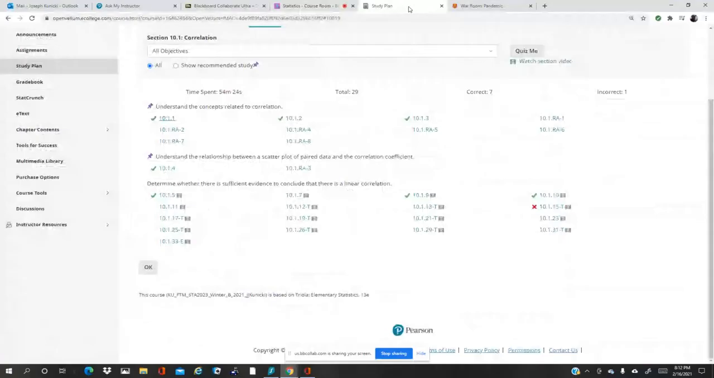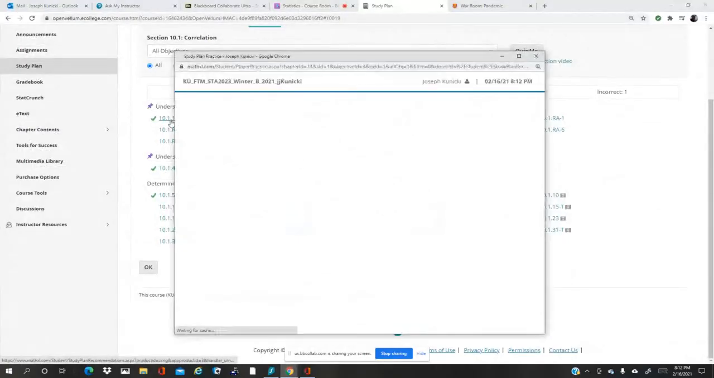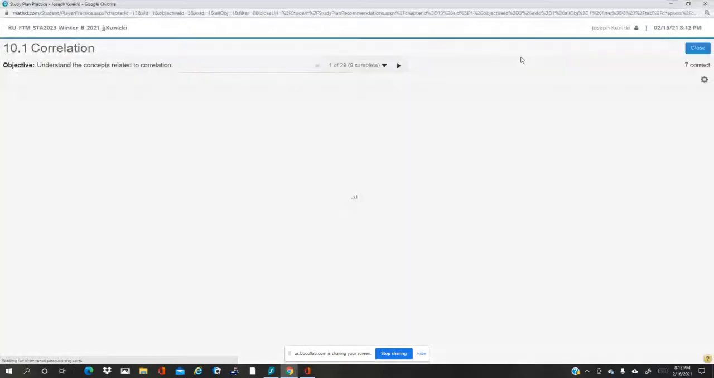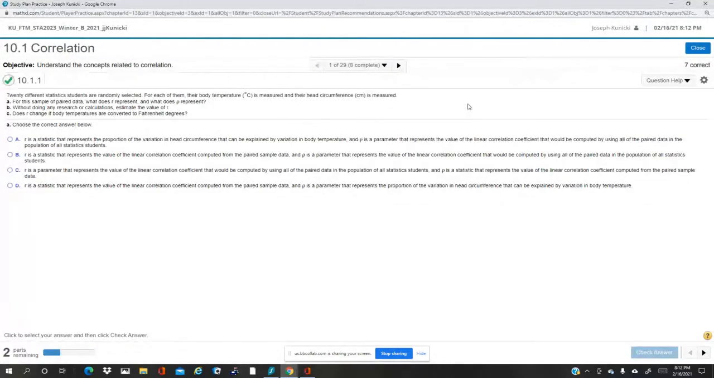So we're going to do problem 10.1.1. 20 different statistics students are randomly selected. For each of them, their body temperature is measured in degrees Celsius, and their head circumference in centimeters is measured. So for this sample of paired data, what does r represent? What does rho represent?